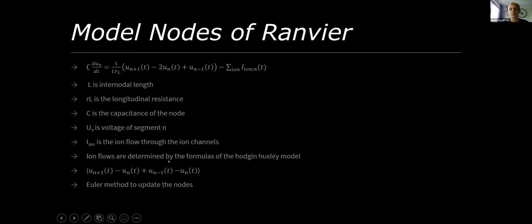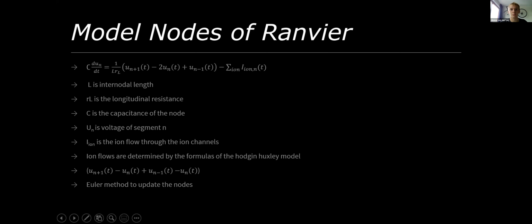The ion flows are determined by the formulas of the Hodgkin-Huxley model, so also by the gating variables M, N, and H. However, we won't discuss those. We will only discuss this formula. As you can see, we look at the formula, we see that the capacitance is multiplied by the change in the voltage of node N over time. And this change in voltage of node N over time depends on 1 divided by L times the longitudinal resistance. This is the total resistance that the current faces in one node. So it's logical that we divide by that, because the higher the resistance is, the less the voltage changes and the less current propagates through.